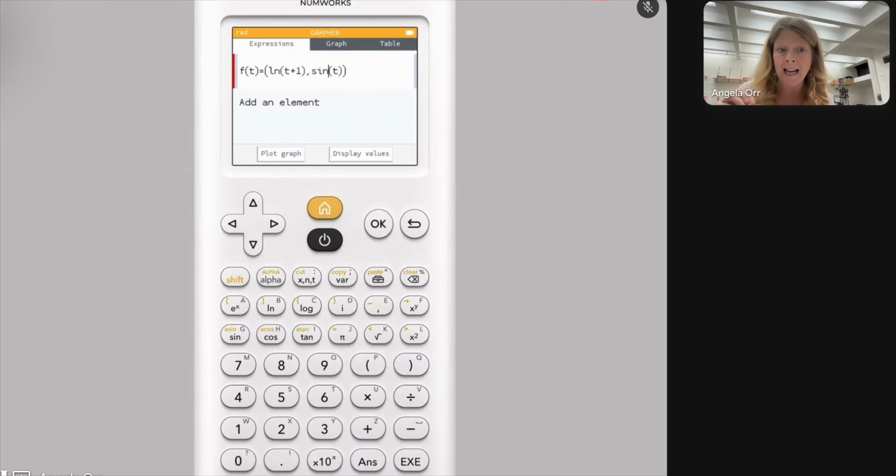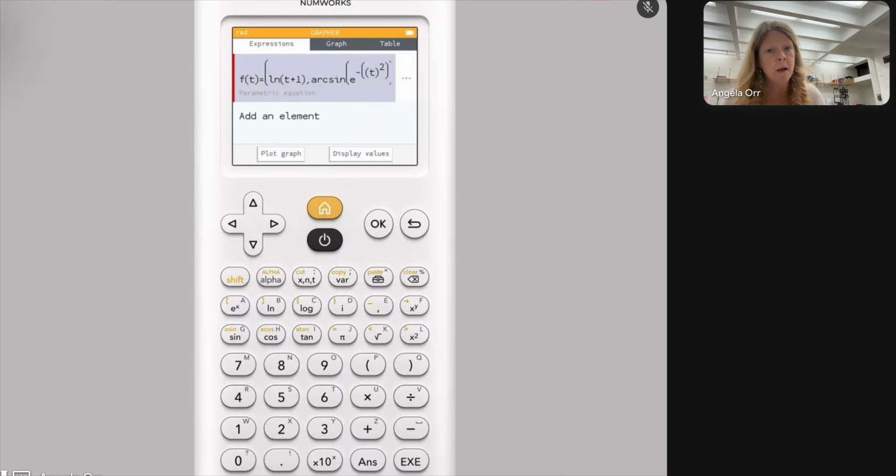All right, so that was my x parametric. That represented dx/dt. Then I'm going to get that y parametric equation, which represents the velocity in the y direction. That one was arcsine of e raised to the negative t squared. Let me get rid of this, since they gave us an element of t already. Now I hit OK, and it's saved my parametric pair here for the velocity.